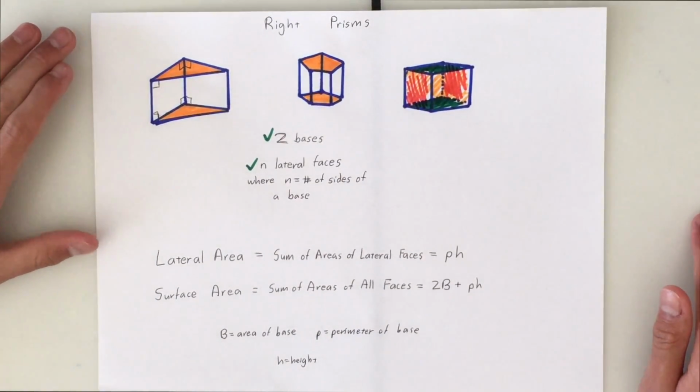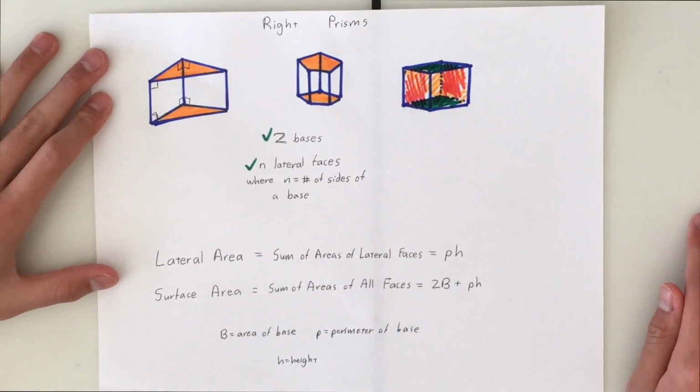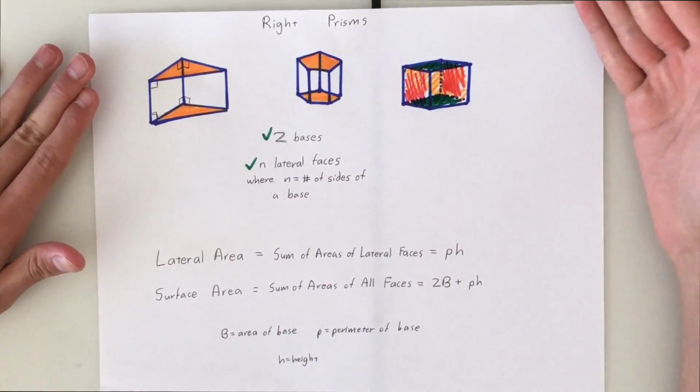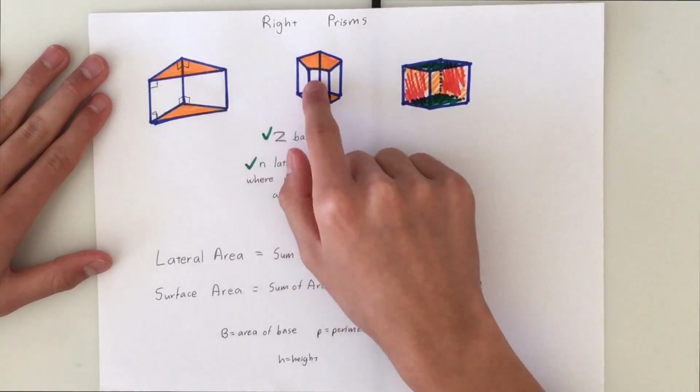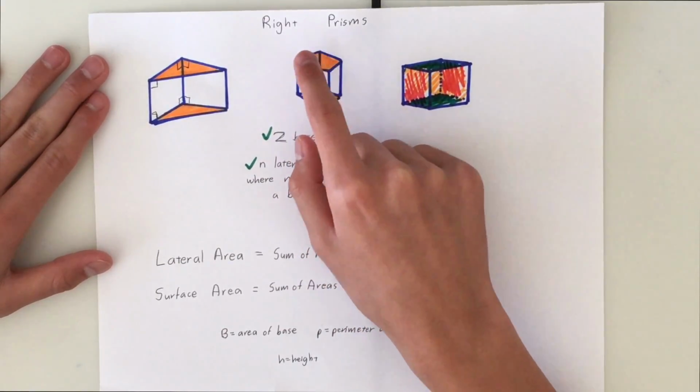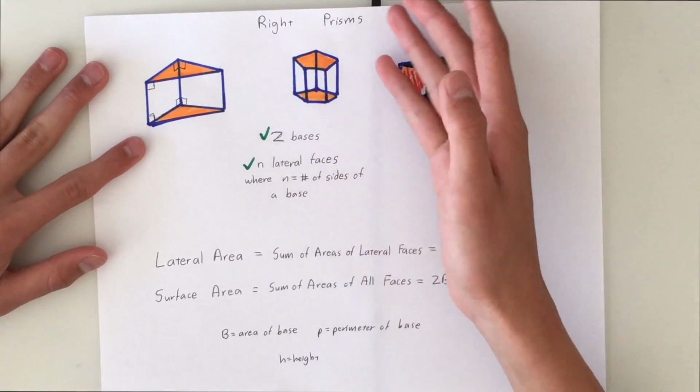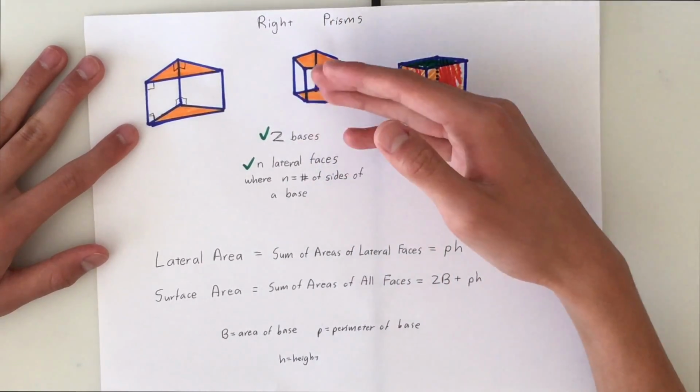So the number of faces that a prism has depends on the number of sides that the base has. So for example, this pentagonal prism, the base is a pentagon, so it has 5 sides, so therefore the prism has 5 lateral faces.